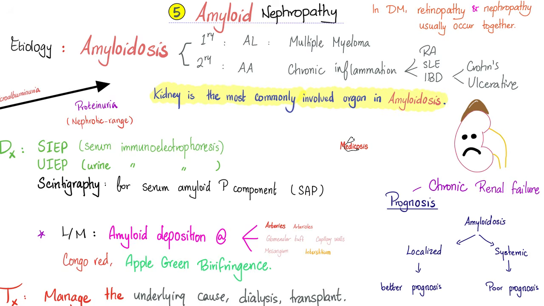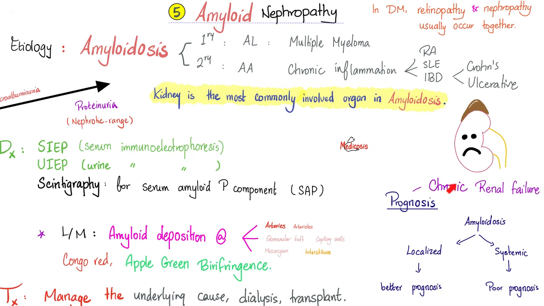5th, amyloid nephropathy. The patient has amyloidosis, could be primary or secondary. Primary, multiple myeloma, cancer. Secondary, any chronic inflammation can do it. The most commonly involved organ in amyloidosis is your poor kidney. How do I diagnose it? Diagnose the underlying condition and use apple green birefringence or Congo red stain to see amyloid deposits in the arteries, arterioles of the kidney, glomerular tuft, capillary walls, mesangium, and the interstitium of the kidney.